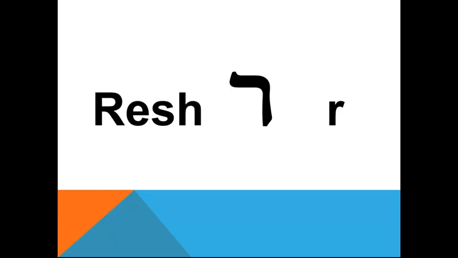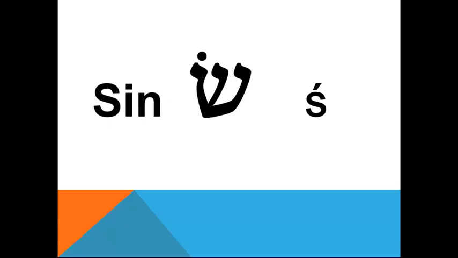Aleph, Beit, Gimel, Dalet, Hey, Vav, Zayin, Ket, Tet, Yod, Kaf, Lamed, Mem, Nun, Samekh, Ayin, Pei, Tzadeh, Kof, Resh, Sin. Sin is an S, and it's transliterated as an S with a line.